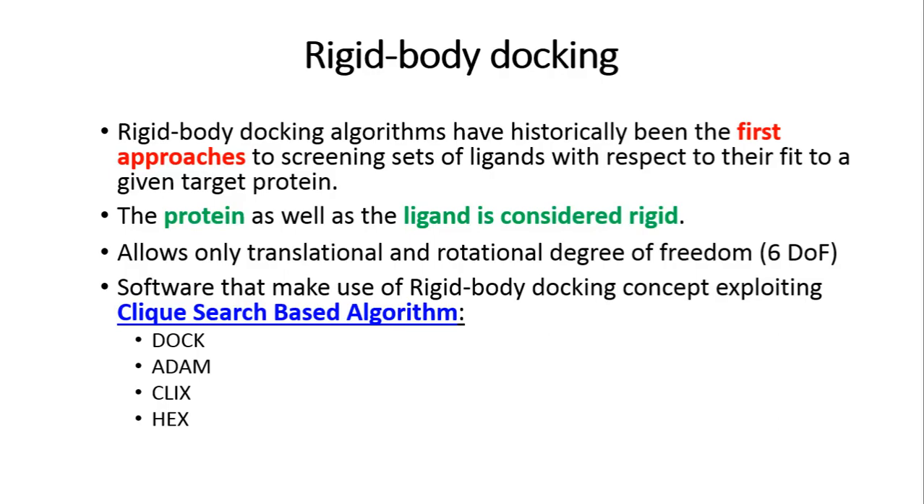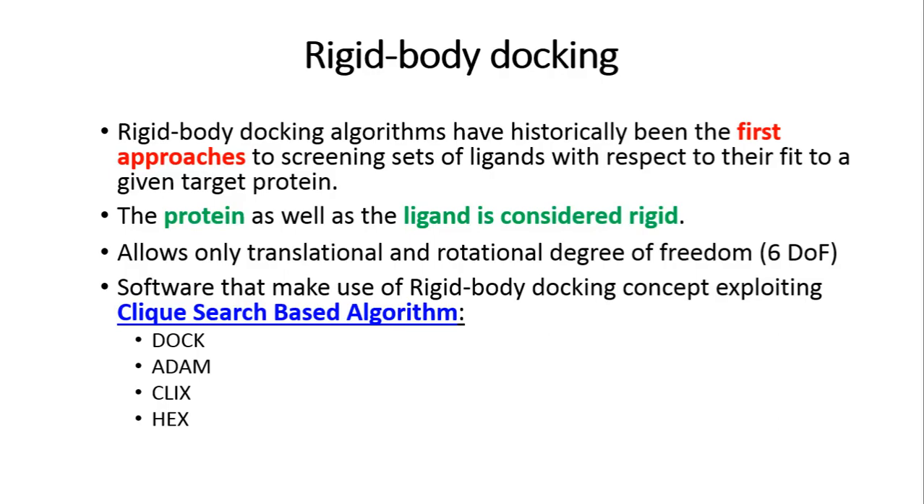Okay, so in this rigid body docking methodology, the protein as well as the ligand are considered rigid. So we consider that the protein and ligand do not have any kind of flexibility; both are considered rigid bodies. In this rigid body docking protocol, it only allows translational and rotational degrees of freedom. That is, there are only 6 degrees of freedom considered while performing rigid body docking.